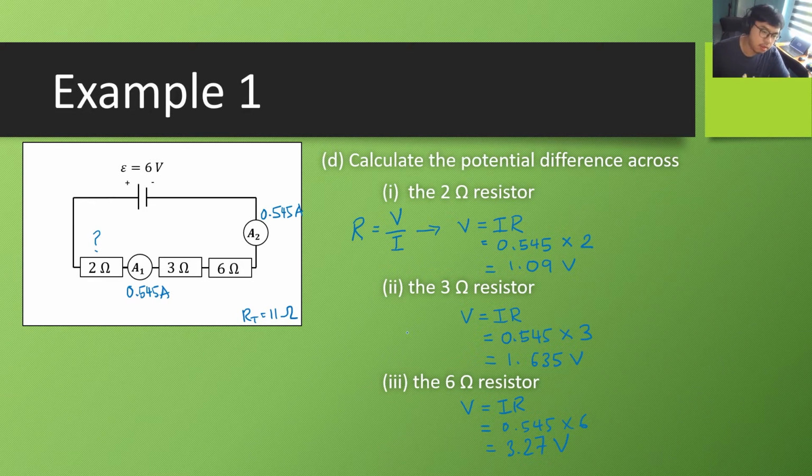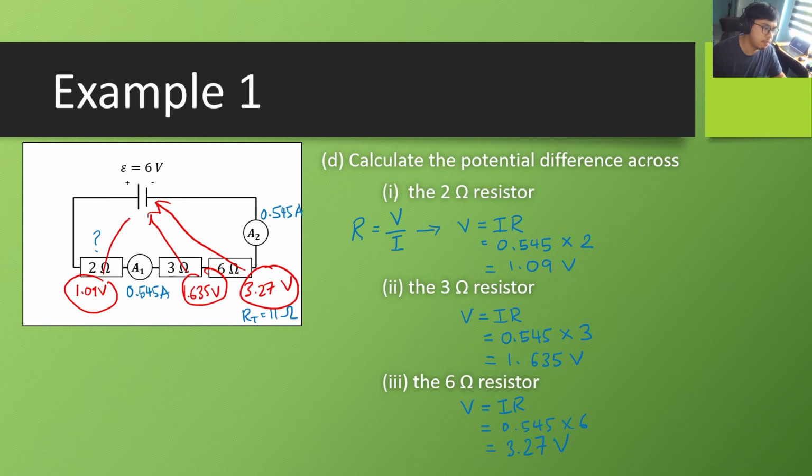Now you can stop there, but if you want to check whether the answer is correct, what you can do is you can use the second circuit rule, which is for the voltage. We know that the voltage across the 2 ohm is 1.09 volts. Across the 3 ohm is 1.635 volts, and across the 6 ohm is 3.27 volts. And according to the second series circuit rule, if you add all the potential differences together, that will give you back the EMF. And so if you do that, this one plus this one plus this one, it should equal back to the EMF, that one there. And that is true in this case, and therefore you can confidently say you got the right answer.